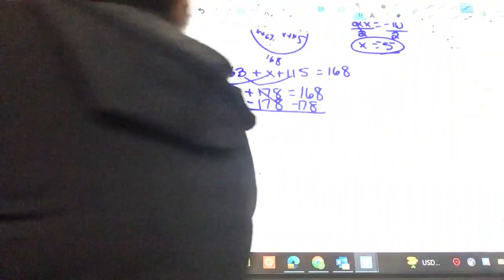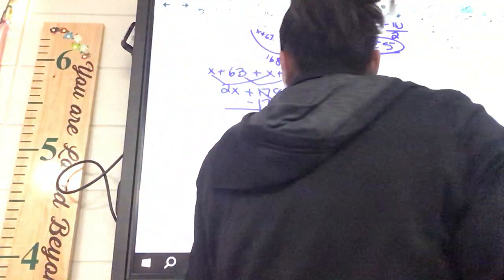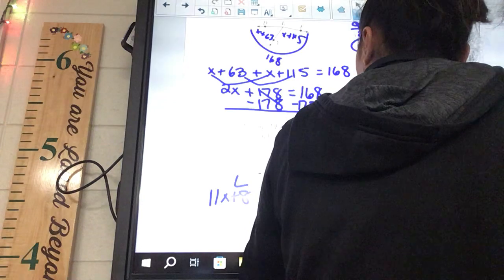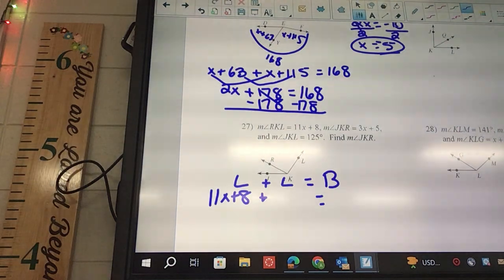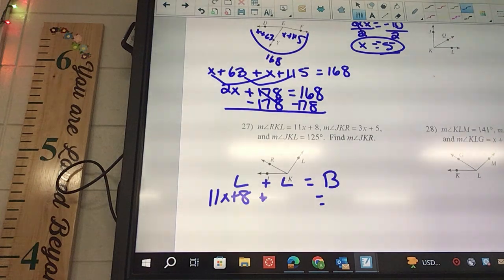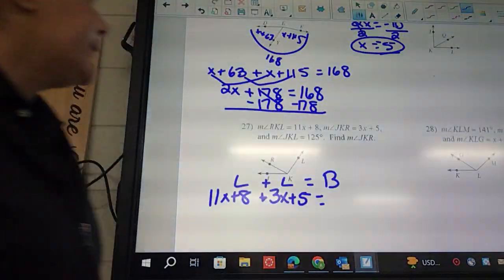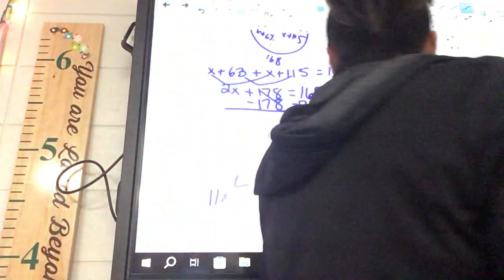Okay, RKL. Is that a little or a big? Little. RKL is gonna be a little one, and it's 11X plus 8. That's a little, the biggest bulk. Okay, JKR. Is that a little or a big? It's a little, so that's gonna go underneath the little one, so 3X plus 5. JKL is 125.